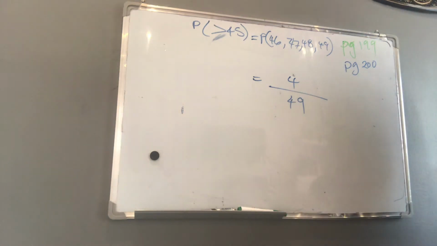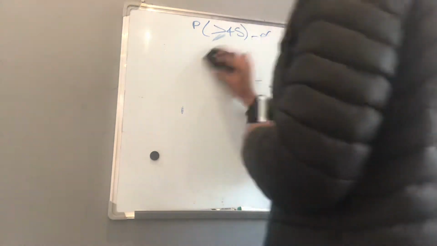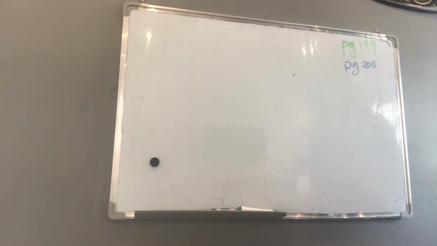Okay, so the next section looks at prediction. So, probability as a prediction. This is on page 201. Let's just go straight into the example, because it's always best to see this with examples.